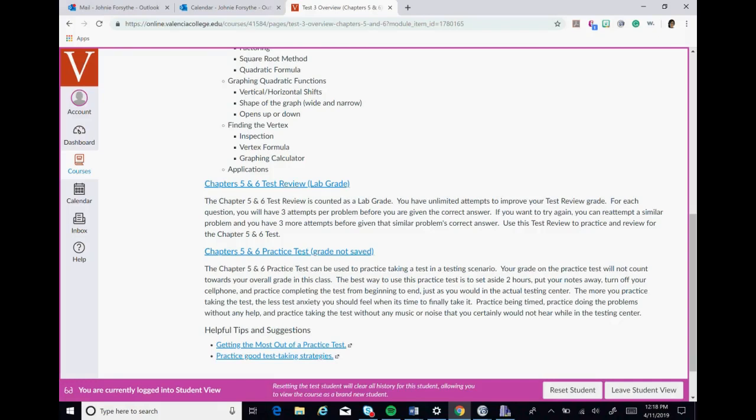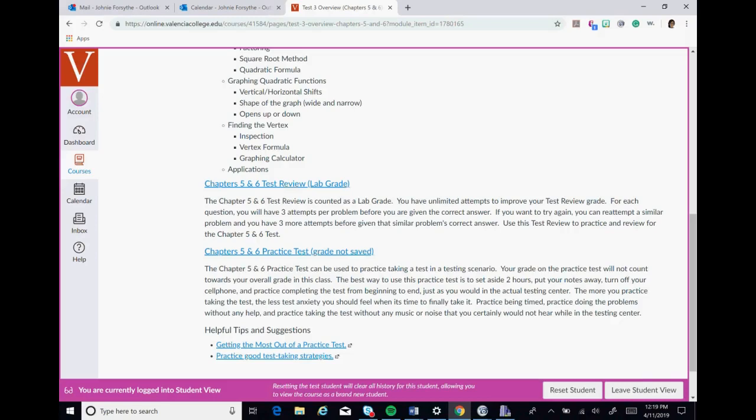Next we have a practice test. So I provided a practice test that looks very similar to the actual test that you can use to practice taking the test. So if I were you, I would practice placing yourself in kind of a testing environment. Don't have your notes out, turn your phone off, only have your graphing calculator and some scratch paper, and try to work through an entire test within the 2 hours and practice going through that motion of actually taking the test. So I would use the practice test for that, but that grade is not saved.